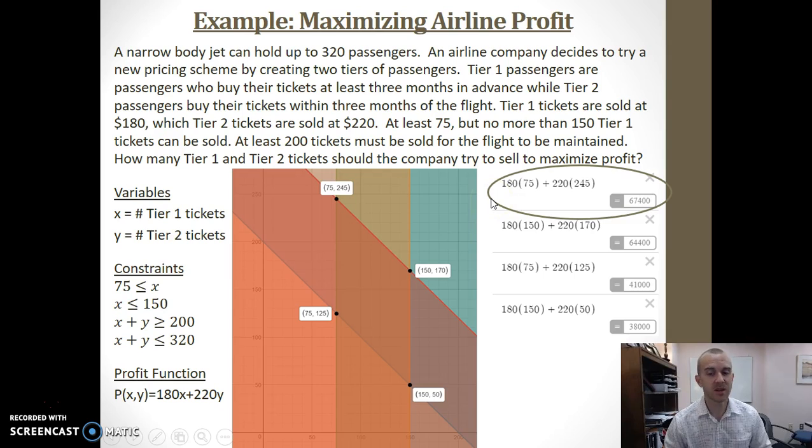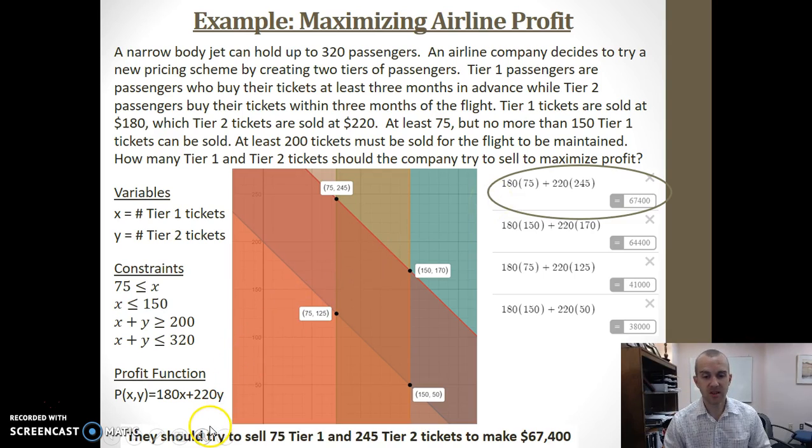So the best way they can make their money is if they sell exactly 75 at the Tier 1 level and then 245 tickets at the Tier 2 level, that would get them all the way up to 320 tickets, and they'd have a profit of $67,400.